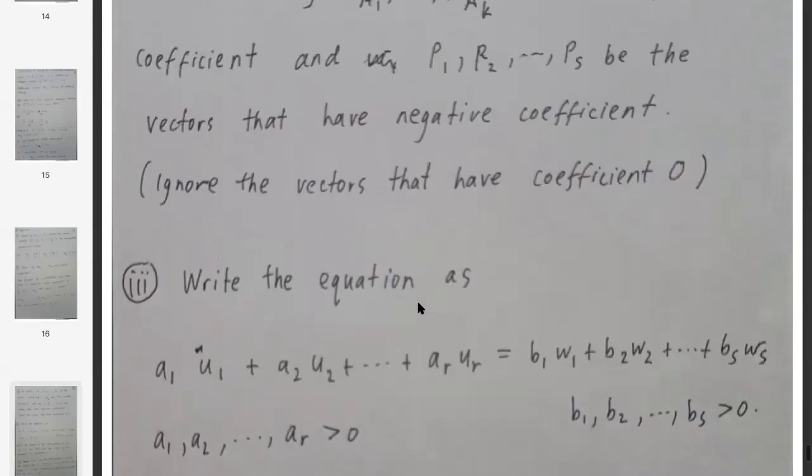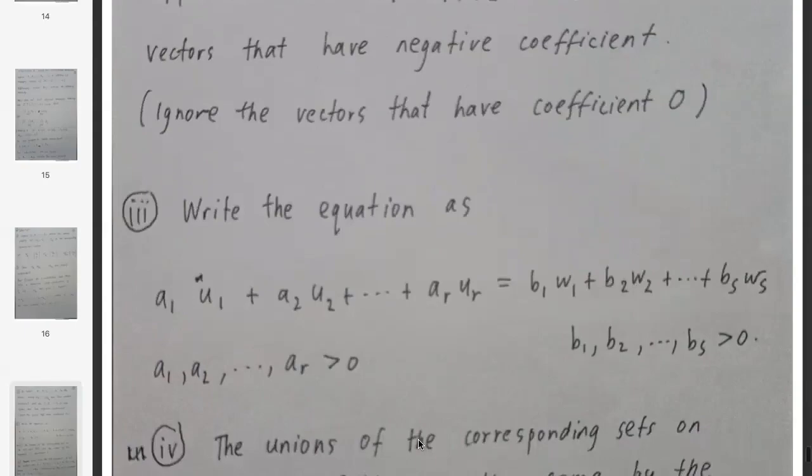Because if we consider the last row of this equation and the last row of this equation, then the last component of the left equation is a1 plus a2 plus ar, because there's a 1 in every vector u1, u2, ur. And the last component of the right equation is b1 plus b2 plus bs. So not only are all of these positive, but their sums are also the same. And this is the crucial fact that will help us to prove that the intersections are equal.